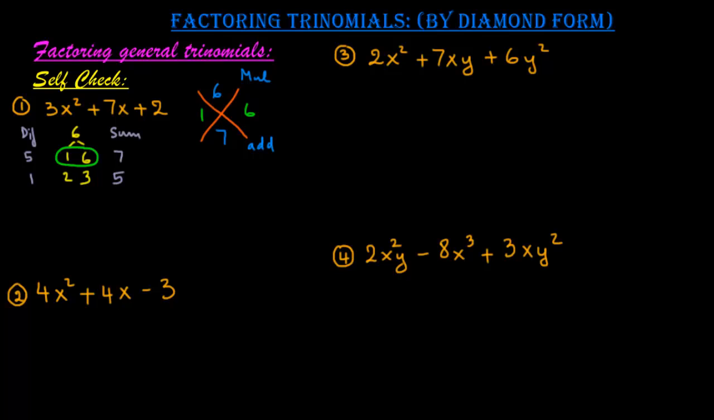That's perfect. Now what we're going to do is rewrite the problem in grouping 2 by 2. 3x squared, plus 7x, plus 2. We have space, so I need to write it smaller. So we bring down the first term, and replace the middle term by the two numbers you found in the diamond form. So plus 1x and plus 6x, plus 2.